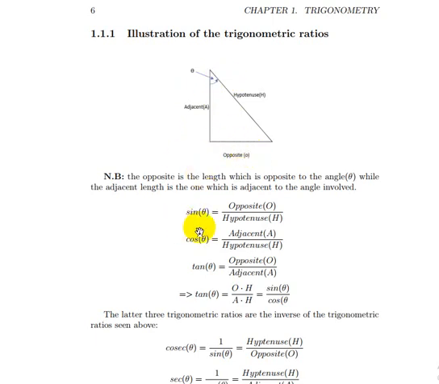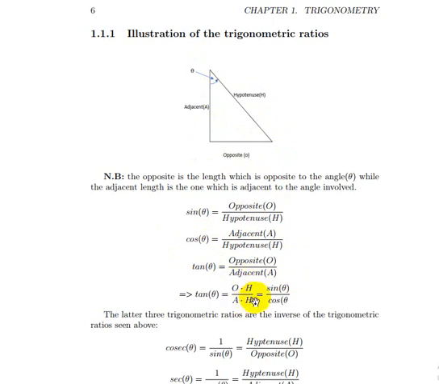Now by convention, the sine of this angle theta is the opposite all over the hypotenuse, which is the side opposite to the angle of 90 degrees. Cosine of theta is the adjacent all over the hypotenuse, and tangent is the opposite all over the adjacent, as shown here.